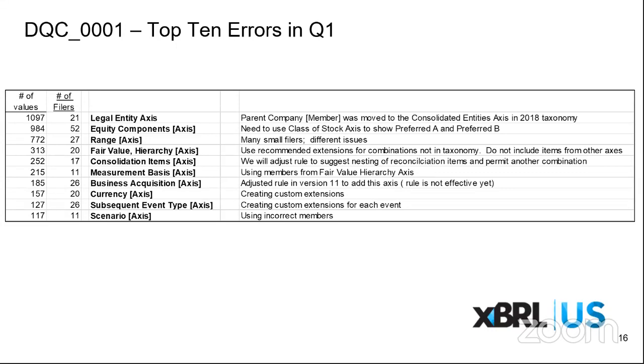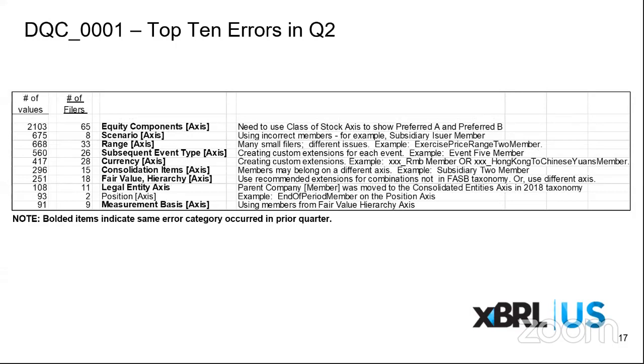Now let's talk about Q2. The second quarter basically saw a repeat of the types of errors we saw in Q1. You will see that the legal entity axis fell out of first place, with only 11 filers making that error, down from 21 in Q1. The entity components axis, however, continues to reflect a misunderstanding of the proper tagging when two classes of stock exist.